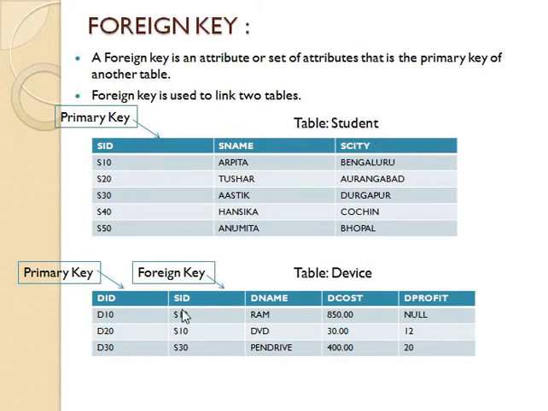So this column SID which exists in the table device, not as a primary key column, is known as the foreign key column. And this foreign key column SID is used to relate both these tables student and device, or we can say this SID column shall be used to link both these tables, that is student and device, and that's why this SID column is known as the foreign key column of the table device.